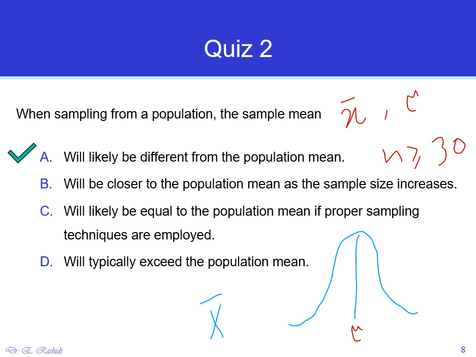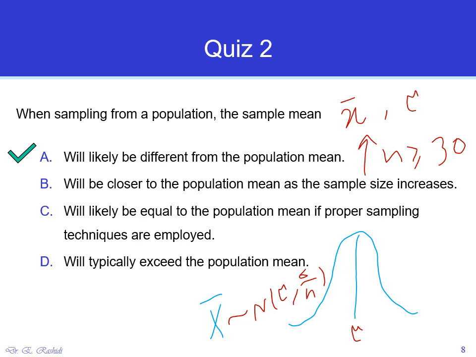B, the sample mean will be closer to the population mean as the sample size increases. All right, so to answer this question, again, suppose that n is greater than 30. It could be less than 30, but just for the sake of this example, suppose that it's greater than 30. Or if it's actually less than 30, we're going to increase it to become greater than 30. When it's greater than 30, then the sample mean X bar would follow a normal distribution according to the central limit theorem. That means that it would follow a normal distribution with an average of mu and a standard deviation of sigma over a square root of n.